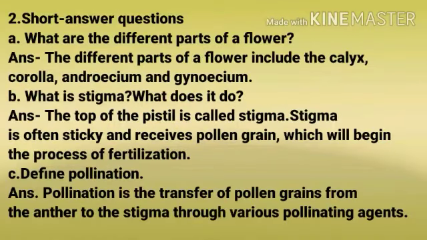Number 2. Short answer questions. A. What are the different parts of a flower? Answer. The different parts of a flower include the calyx, corolla, androecium and gynoecium.